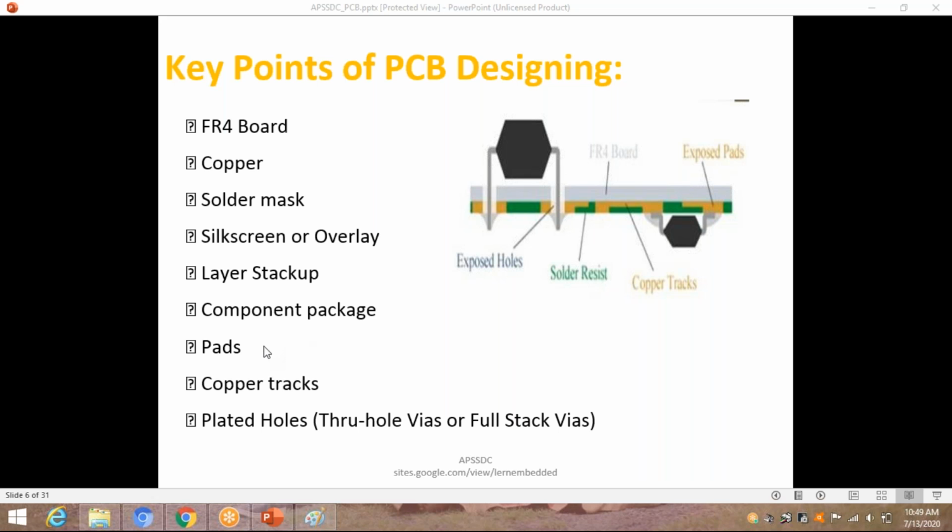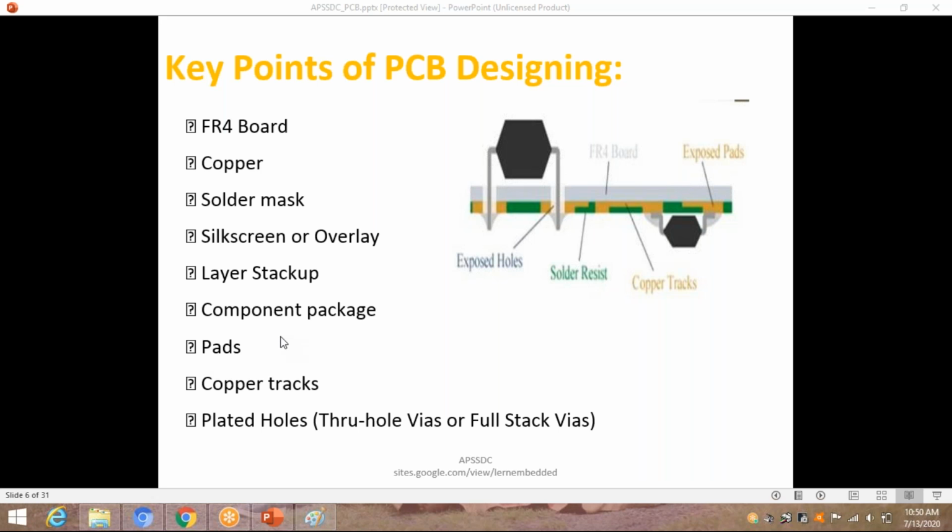Okay, where we are? Component package. There are two types of packages. The older version is through hole technology. Through hole is nothing but, you can observe here, the components have terminals and they need to be soldered to the other side of PCB, where the copper layer is present. Coming to the next technology, the present technology is surface mount technology. Okay, is it clear, guys?